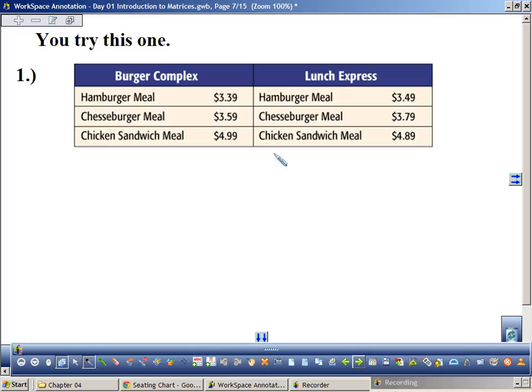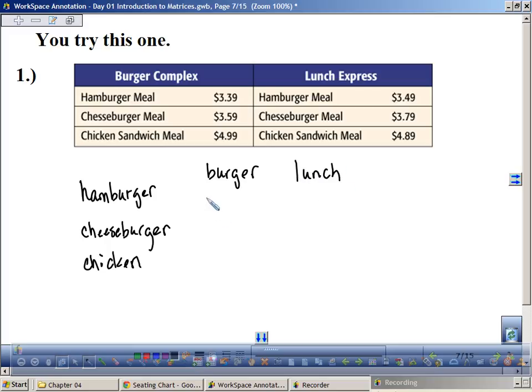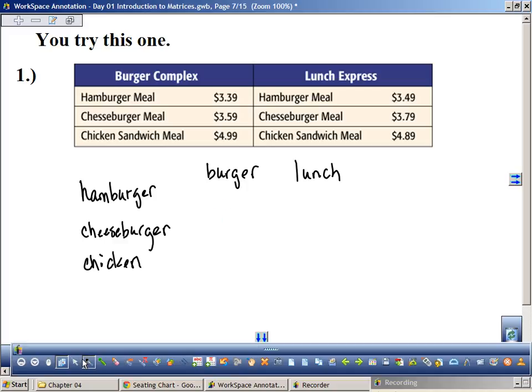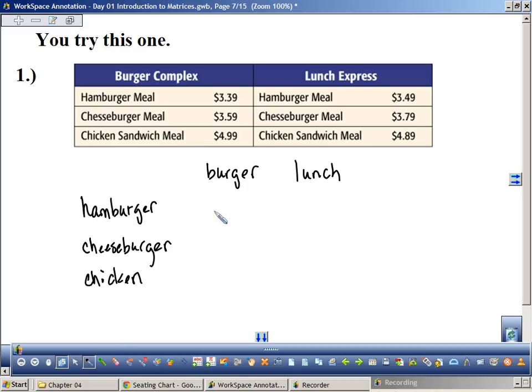Okay, you try this one. I'm not really going to make you do it. So I would just organize. I would say I have a hamburger, cheeseburger, chicken sandwich, and then I have these 2 different places. I have the Burger Complex, and I have the Lunch Express. Who named the restaurant Burger Complex? A complex of burgers.